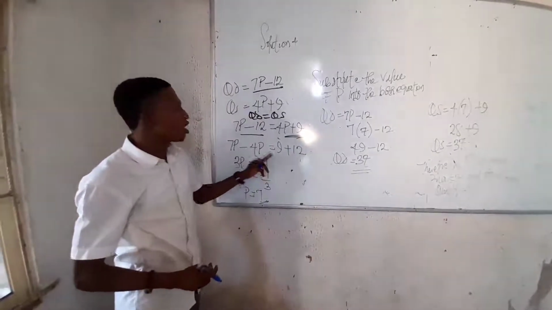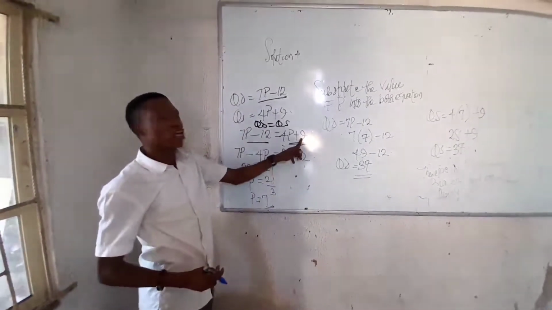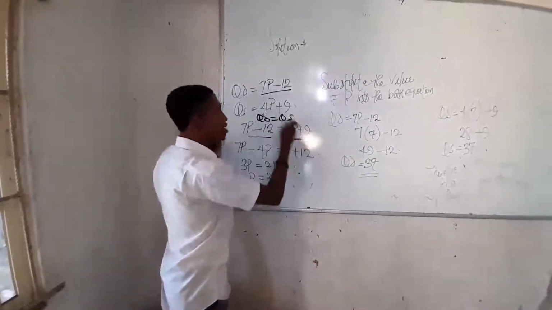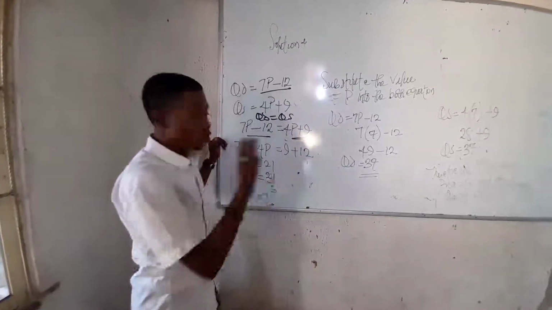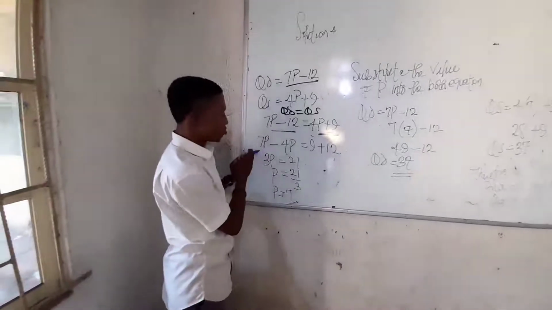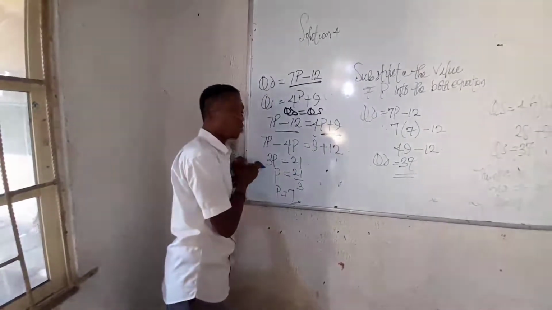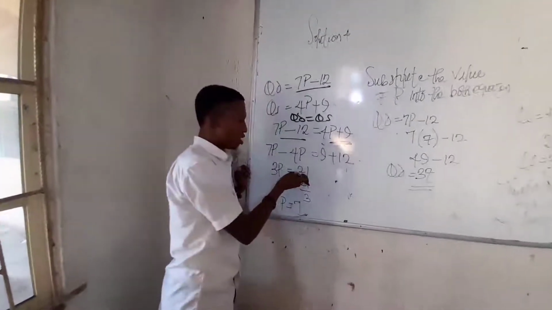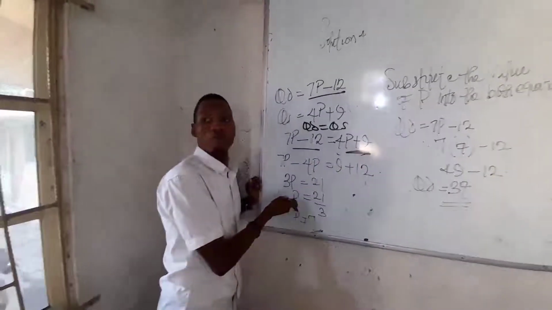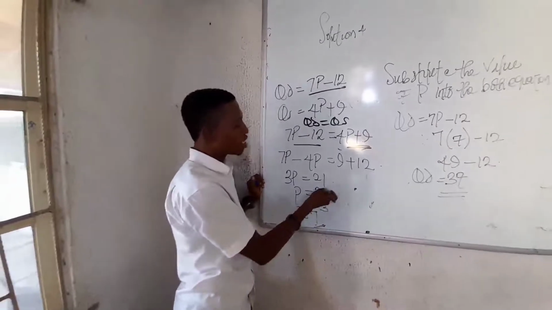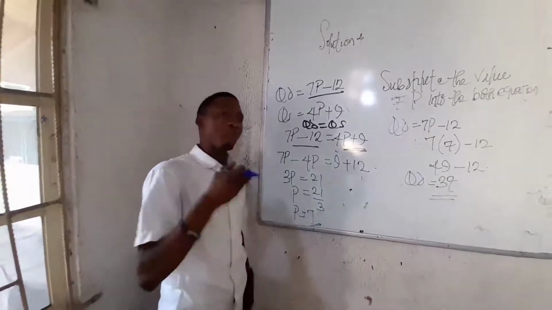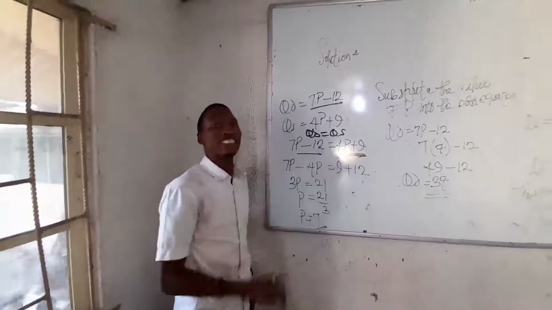That is negative 4p equals what is at the other side, 9 plus, what is going, minus 12. If it's crossing to the other side, it's going to be plus 12. So we have 7p minus 4p gives us 3p equals 9 plus 12, which gives us 21. So we are meant to solve for p. So p equals 21 divided by 3, which gives us p equals 7. That is our price for the commodity.